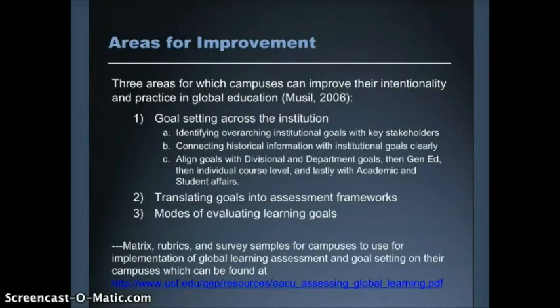Areas for improvement. Three areas for which campuses can improve their intentionality and practice in global education. 1. Goal setting across the institution. This could include identifying overarching institutional goals with key stakeholders, connecting historical information and institutional goals clearly, and aligning goals with divisional and departmental goals, then general education, then individual course level, and lastly with academic and student affairs, so that it touches on all levels of the educational system. 2. Translating goals into assessment frameworks. And 3. Modes of evaluating learning goals.